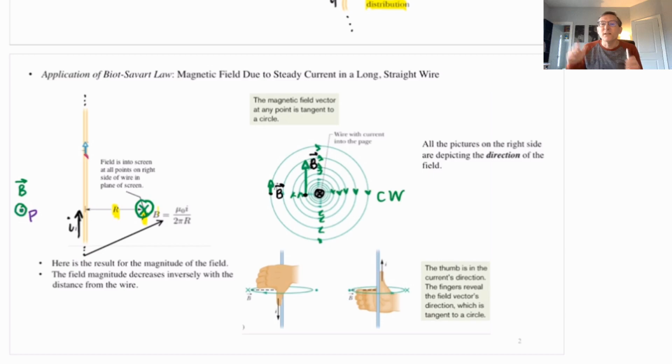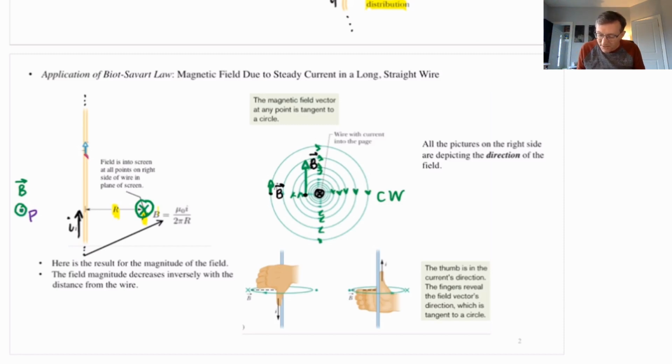And it goes like this. Take your right hand, stick out your thumb, and point it along the wire in the direction of the current. As we're looking at this picture, the current's going into the screen, so this is supposed to represent you pointing your thumb into the screen. And then look and see which way your fingers circulate. As I point my thumb away from me to represent the current going away from me into the screen, my fingers curl clockwise. And that's the way the magnetic field lines circulate.